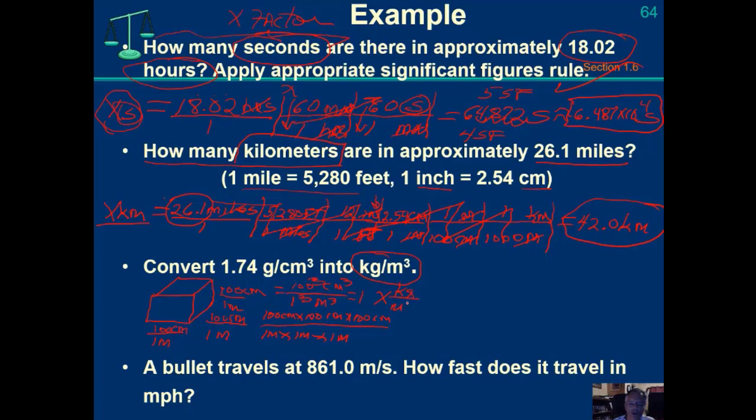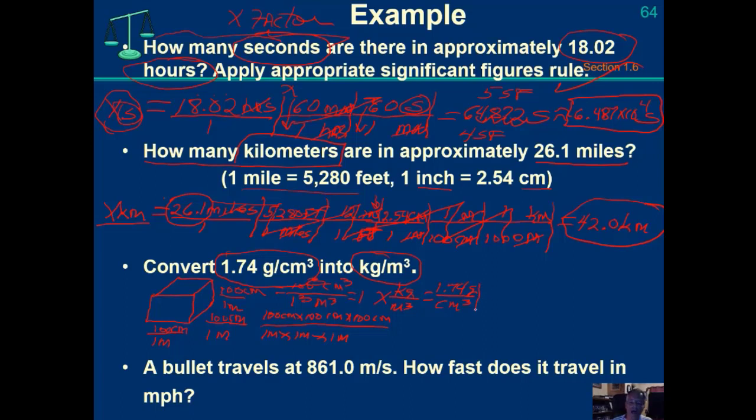kilograms per cubic meter. This is what's known as a derived unit. It's like miles per hour, like a velocity. You have a numerator and you have a denominator. And we start out with the other value, which is 1.74 grams per cubic centimeter. So we have 1.74 grams in every 1 cubic centimeter. And we just want to convert that into kilograms per cubic meter.